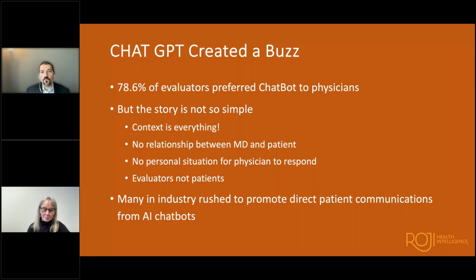where subscribers are able to pose questions to physicians. And the evaluators preferred the chatbots, and so that's where all of this buzz was generated. But there are some serious contextual issues that are missing from this study.